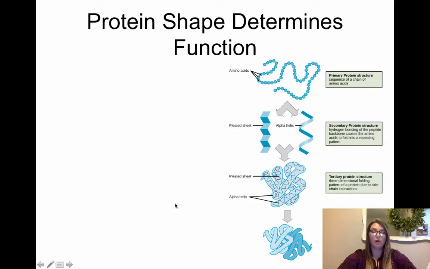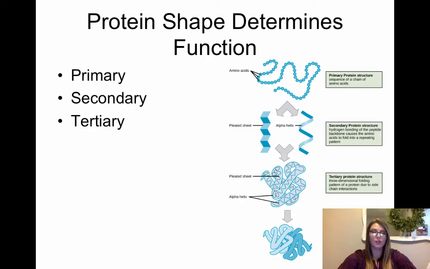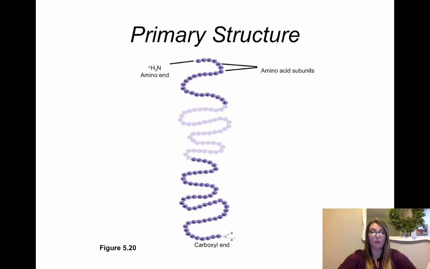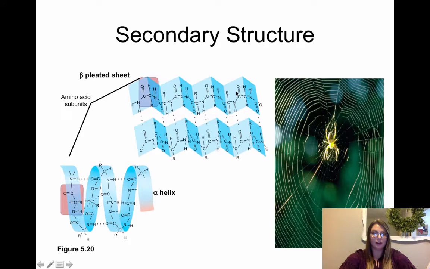So protein shape determines function. We have four shapes, forgive me, we have primary, secondary, tertiary, and quaternary. So our first is primary, and primary just has our carboxyl end over here, and we have our amino end. So this one is snake-shaped. It's really pretty simple. Just have the carboxyl end and the amino end. So our secondary structure would have beta-pleated sheets and alpha helixes. And that's pretty much all there really is to that.